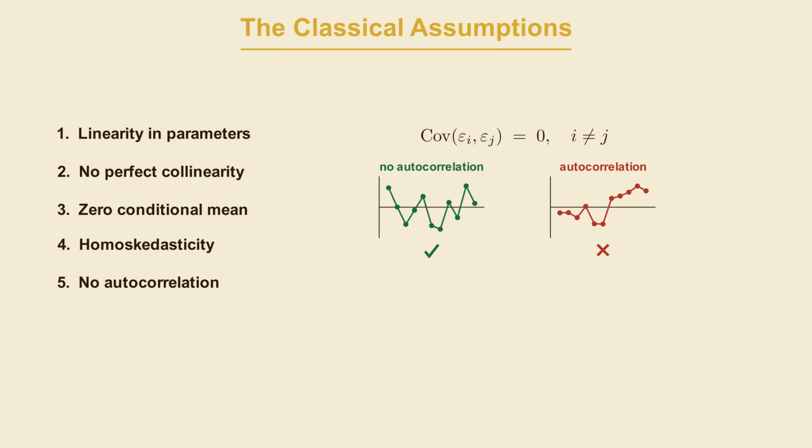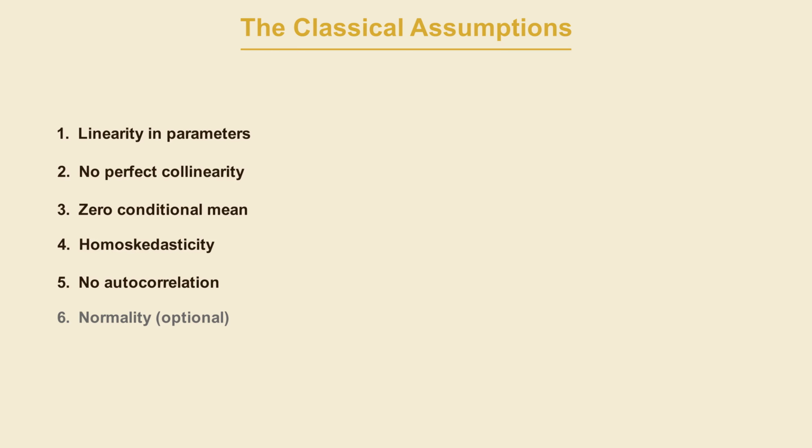If the fund tends to drift in the same direction for a few months in a row, then this month's error and last month's error are going to move together, and that's autocorrelation. Like before, this doesn't end up changing our estimate of the slope, but it does change how precise we believe that estimate is. There's a sixth assumption that's a little bit different from the rest.